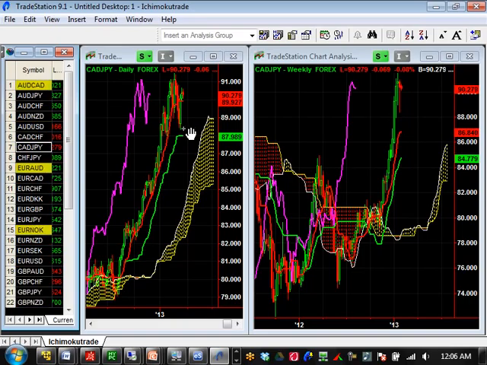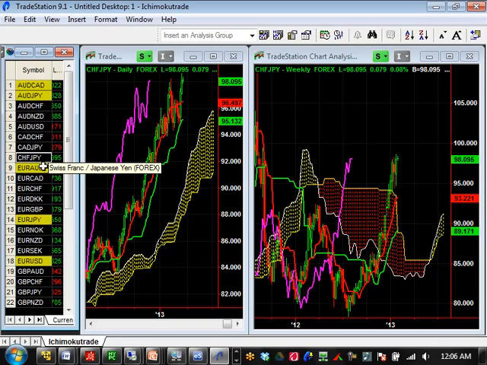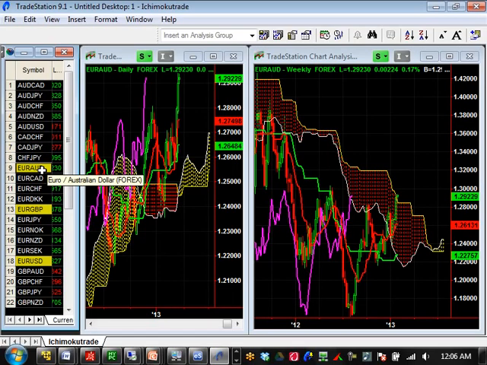So a lot of people didn't enter this at all in that little pullback, but some did if they were day trading. Switzerland yen still going up, overextended just like all the other yen pairs. So definitely really good talk about Euro Australian had a huge move up here.